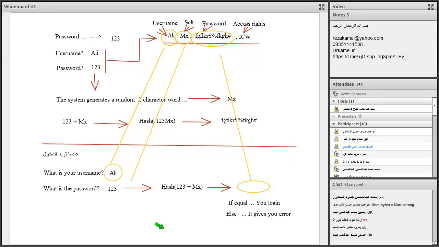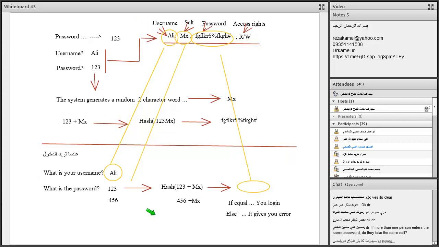Okay, so if the password that the person entered is equal to the password in the system, you log in. If it's not, it gives you an error. For example, instead of 1, 2, 3, if you give 4, 5, 6 plus mx, it will generate a different result, and this result is not equal to what exists in here, and it does not let the person enter.